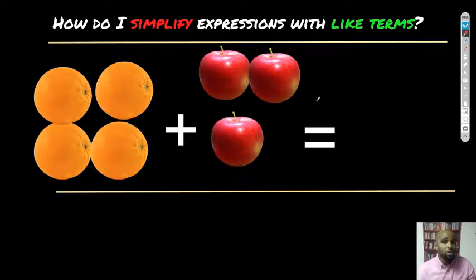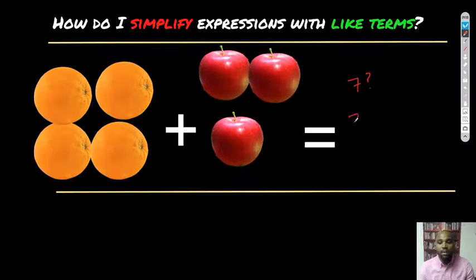And the pause that you get right here is necessary because you're tempted to say 7, but 7 what? Right? And that's the problem. They're not like terms, so you cannot combine these under one word that fits everything. You're going to say 7 pieces of fruit or something like that, but they're not 7 oranges or 7 apples, so you're going to have to keep unlike terms separate.